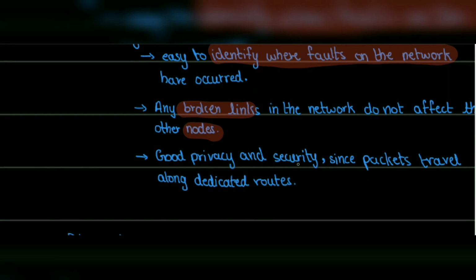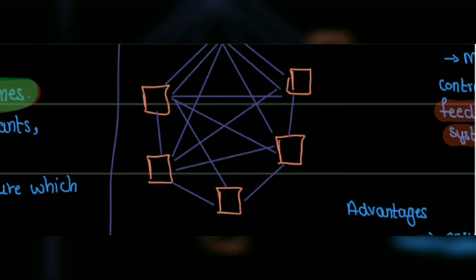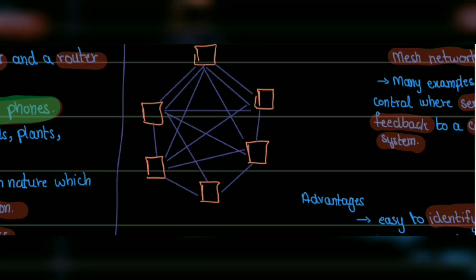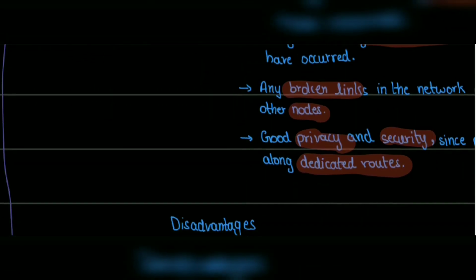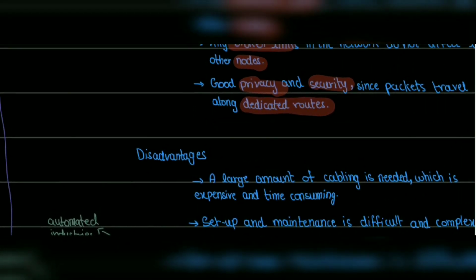Good privacy and security, since packets travel along dedicated routes. Having different routes is like having different roads. For example, if city A is going to city B, but there are so many roads, it's very secure and has privacy as well. So it's good going through dedicated routes.